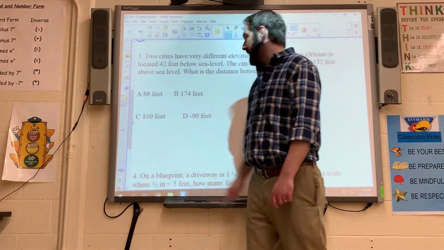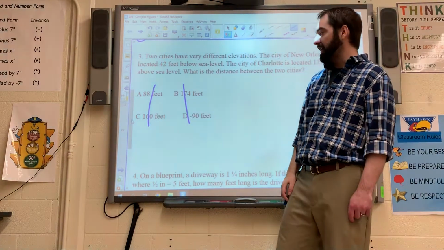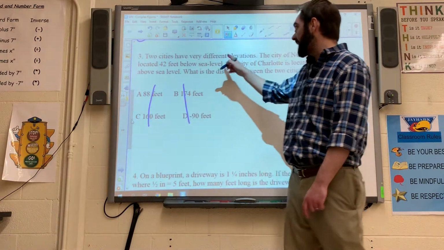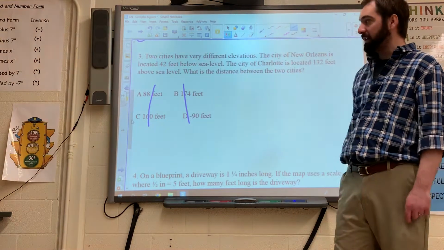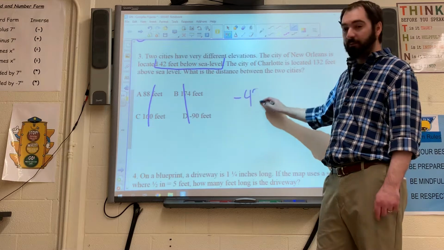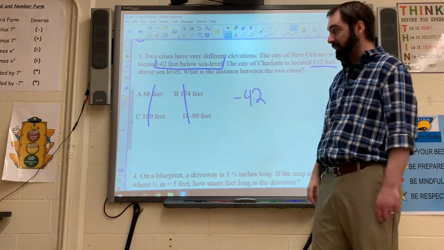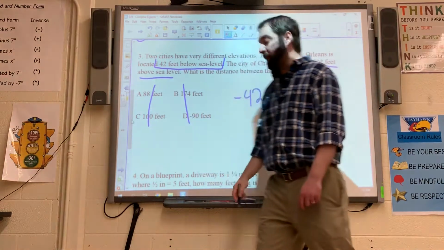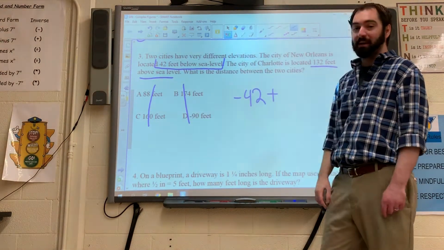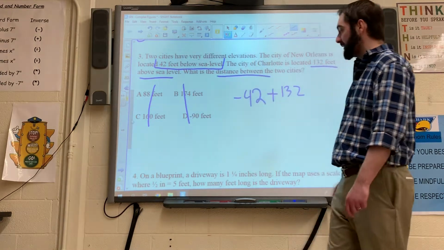Number 3, C. Just so you know, all the answers were wrong in the warm-up. We had an accidental mistake here. So 2 cities, very different elevations. The city of New Orleans is located at 42 feet below sea level, so that's negative 42. The city of Charlotte is located at 132 feet above sea level. So I know that that is a positive or an additional thing, 132. And they want to know the distance between these two.